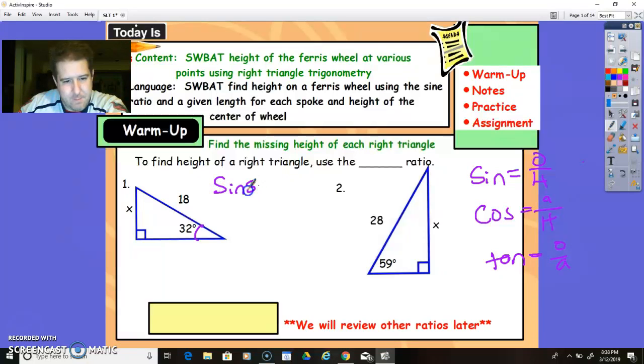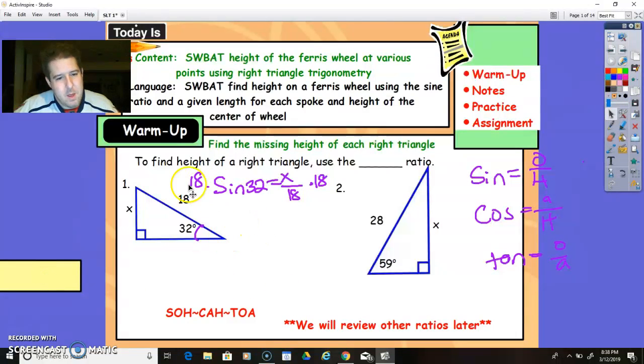So sine of 32 is equal to x over 18. Now, in order to solve for x, you always do the inverse operation. Inverse of dividing by 18 would be multiplying by 18. And that's what you're going to put into your calculator. So you're simply going to multiply 18 times sine of 32.